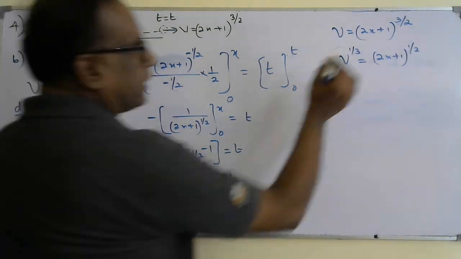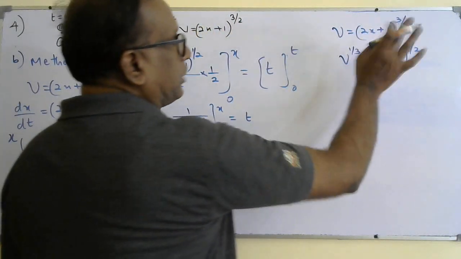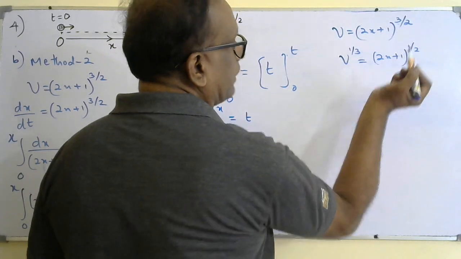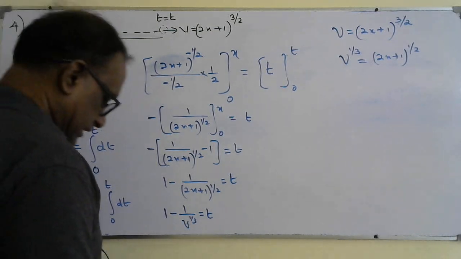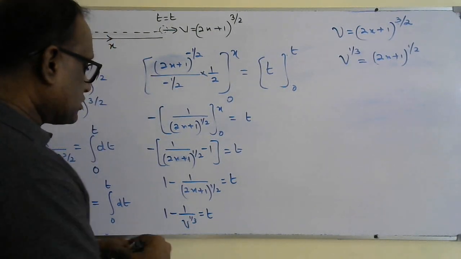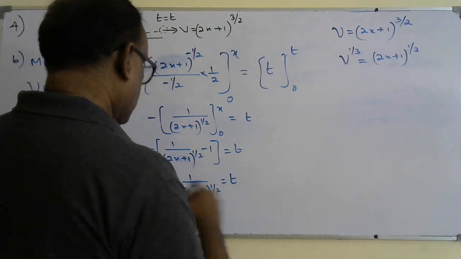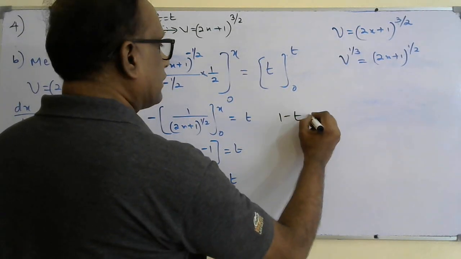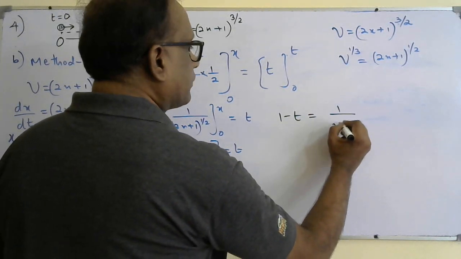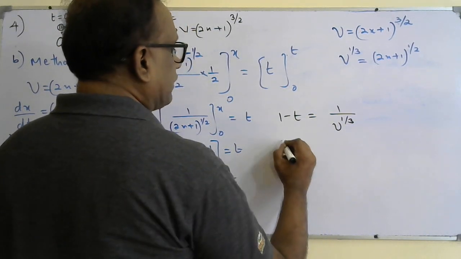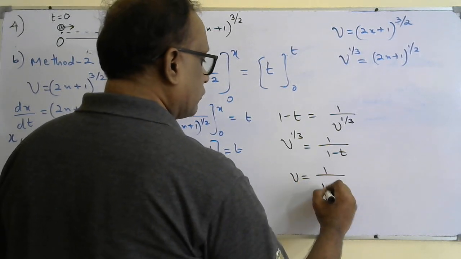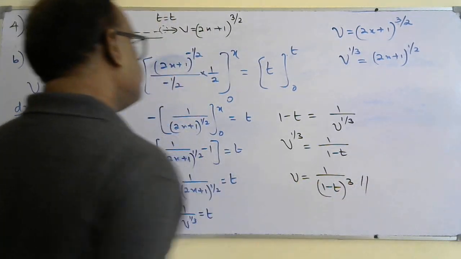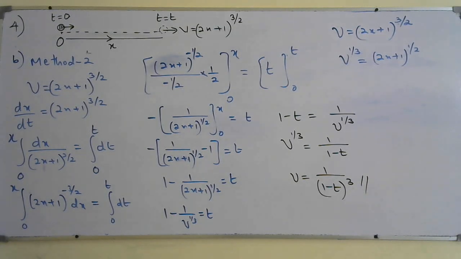Because v equals (2x plus 1) to the power 3 by 2. So take the cube root on both sides; this will become 1/2, so this cube will vanish, it will become 1/3. Okay, so make v the subject. So if I continue on the other side, if I take 1 minus t, it is equal to 1 over v to the power 1/3. So v to the power 1/3 equals 1 over 1 minus t. So v is going to be 1 over 1 minus t. Okay, so it's implicit.